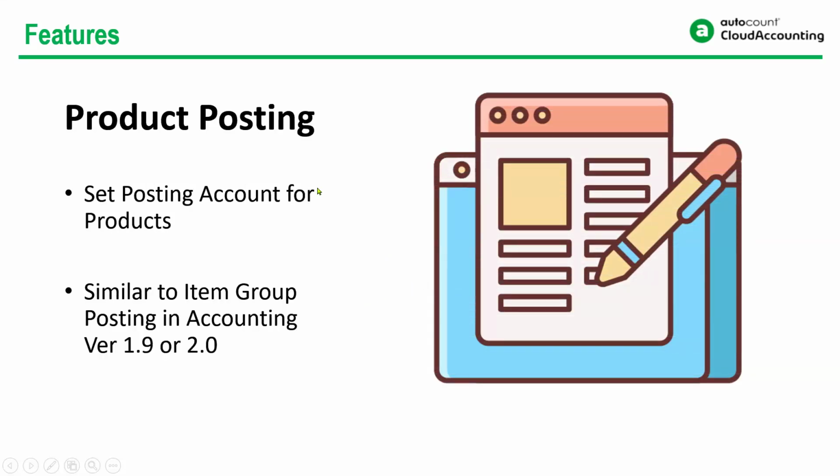Then we also have the product posting. So for each product, you can select which account you want to post to in your financial report. It is similar to the group posting in our Autocount 2.0.